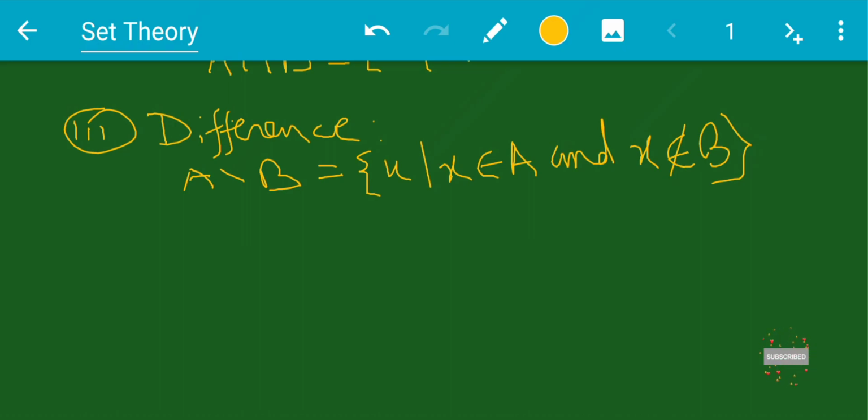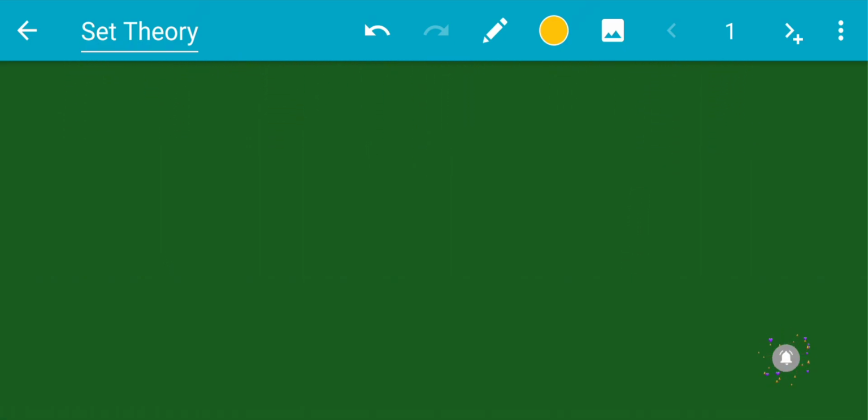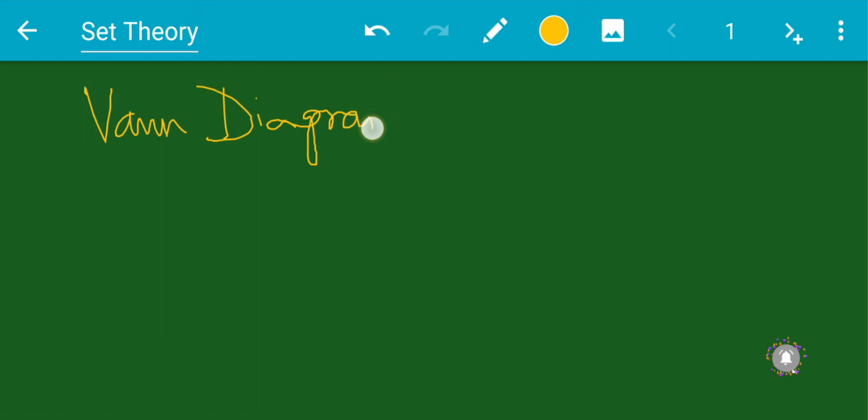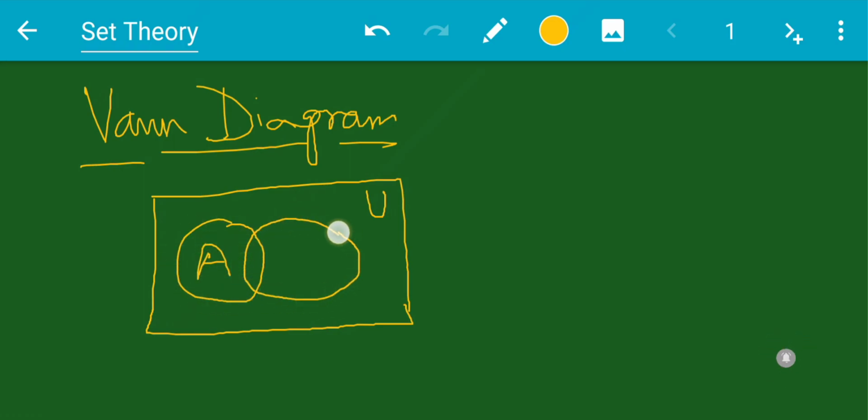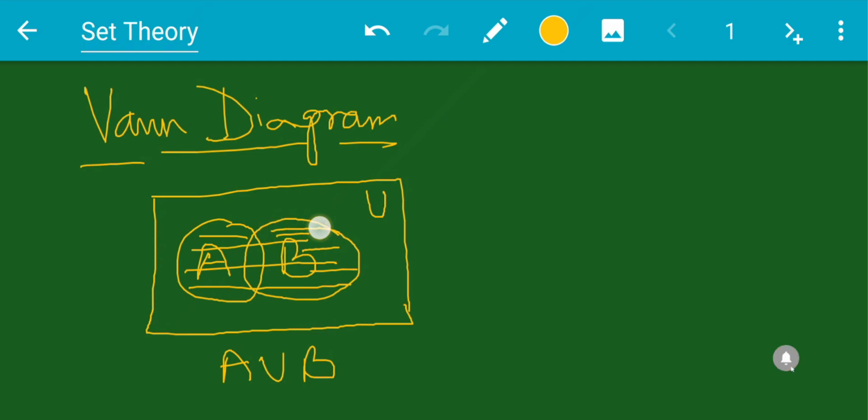Now if you try to understand this through a diagram, in set theory diagram means Venn diagram. So for union, if this is the universal set U, this is A and this is your B, then this is the Venn diagram for A union B. It means everything within A and B. If something is repeated, like this portion is repeated, we express this element just once.